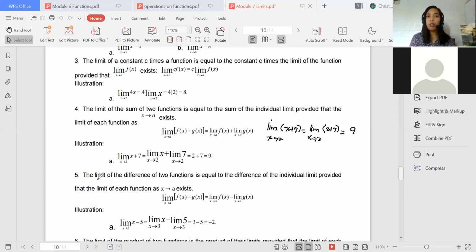Okay? So ganun din sa 5. Ang operation ng class ay subtraction. So we have also a linear function. So the limit of x minus 5 as x approaches 3. So we will have the limit of 3 minus 5 as x approaches 3. So 3 minus 5, the answer is negative 2. Okay, the answer is negative 2.